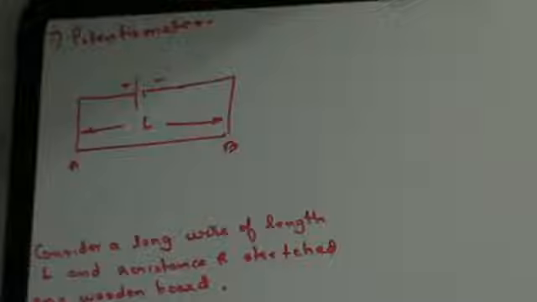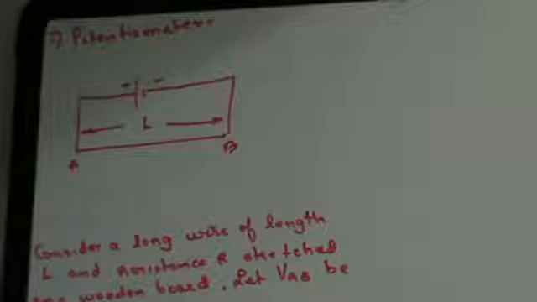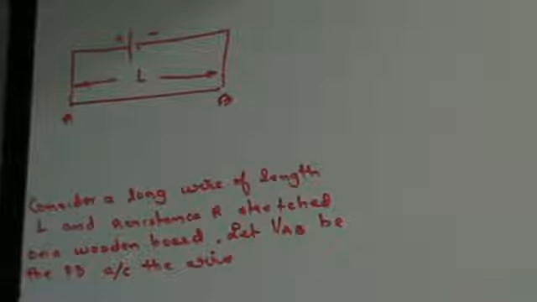Let's assume that VAB is the potential difference across the wire. That means there is going to be a uniform fall of potential along the length of the wire. If that's the potential difference, the potential at one point is going to be greater than at the other point, and as you move from one point to another, the potential is going to fall uniformly along the length of the wire.